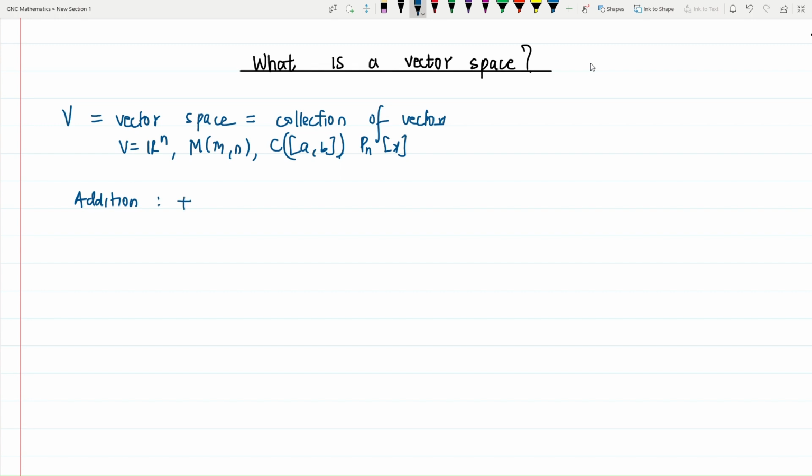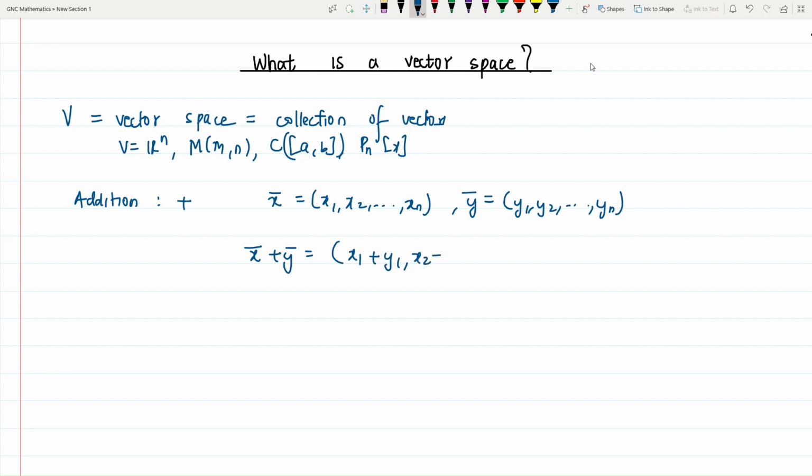In the case of R^n, let us take a vector x bar, which would be x1, x2 up to xn, and let's take another vector y bar, which would be y1, y2 up to yn. Then we know that to add x bar and y bar, it is nothing but the sum of corresponding elements in the n-tuple. So this operation is called addition.